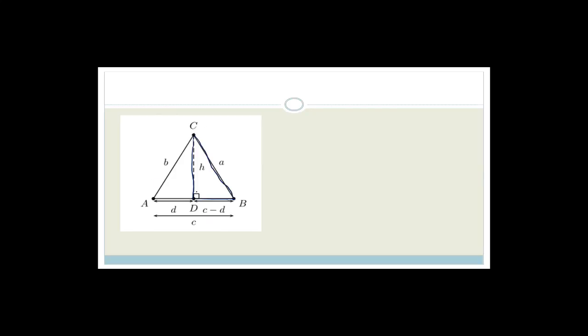Do you agree that by Pythagoras, a squared is equal to h squared plus (c minus d) squared? And if you look at triangle ACD, I'm going to make it red, the red one. Sorry, I was thinking ahead of what I was going to do. Do you agree that b squared is equal to h squared plus d squared, again by Pythagoras? So do you agree I could solve both of these for h? I could say h squared is equal to b squared minus d squared, and I can go back here and say h squared equals a squared minus (c minus d) squared.